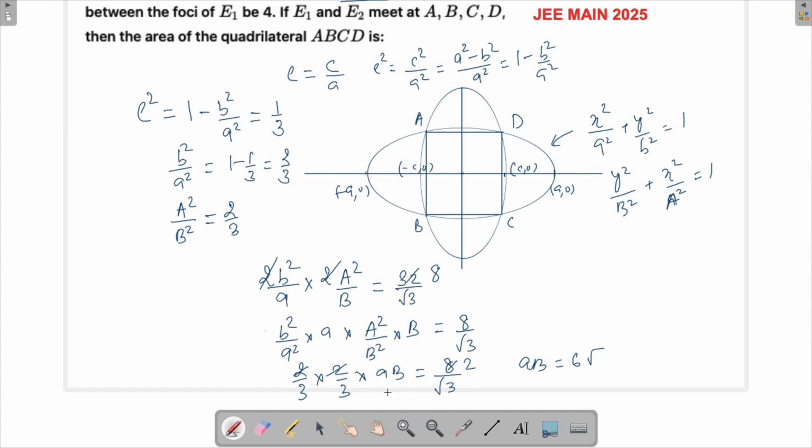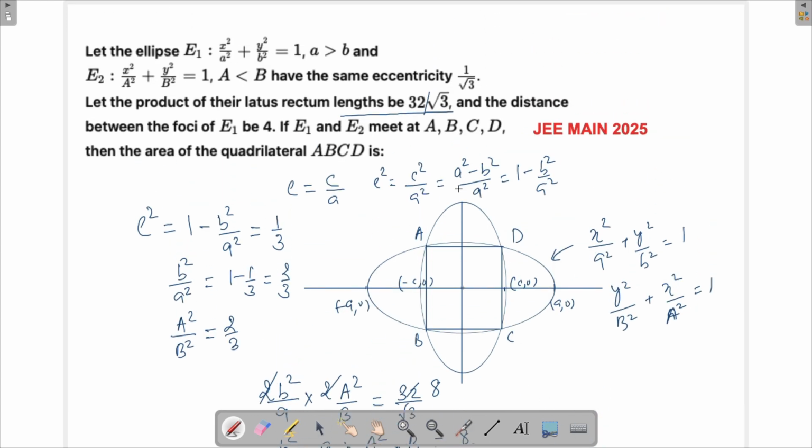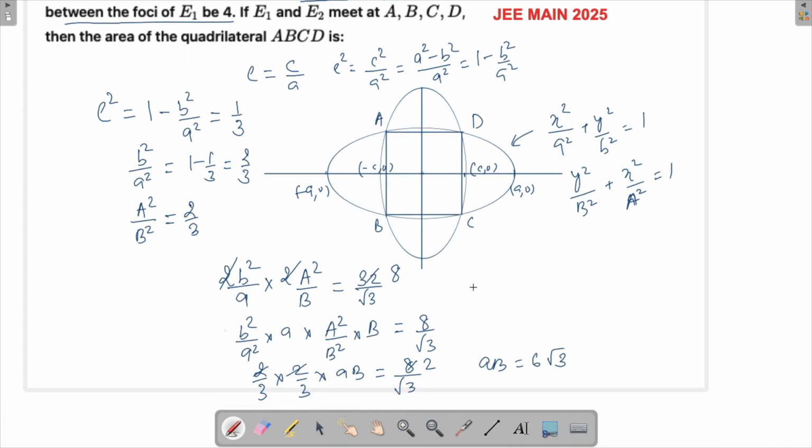So the root 3 will cancel out, this will be 6 root 3. Okay, now I've got this, but I don't know A, neither do I know B right now. But there was another piece of information here, that the distance between the foci of E1 is 4. So basically this 2C distance was given to you, right?